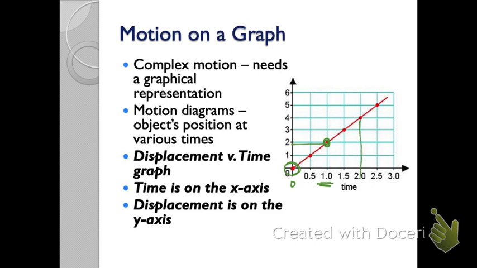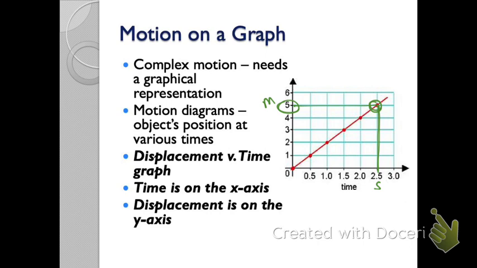After 2 seconds, how far have they gone? 4 meters. Can everybody see that? We need to make sure that we feel comfortable being able to read that graph. We have to be able to look at the graph and say, after 2.5 seconds, what's my displacement? 5. I'm going to find the graph at that intersection and say it has moved 5 meters. At 2.5 seconds, it has moved 5 meters. Are we okay with reading that?